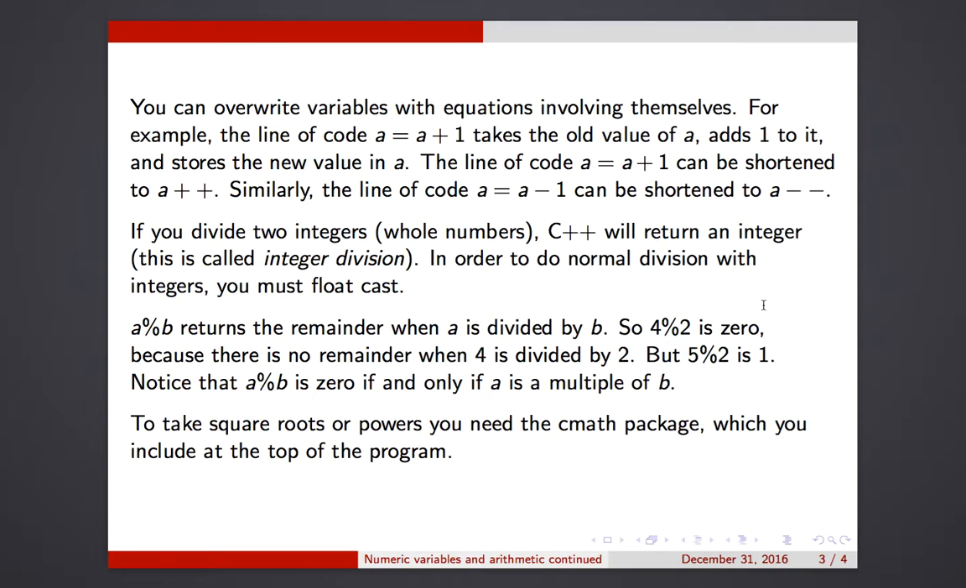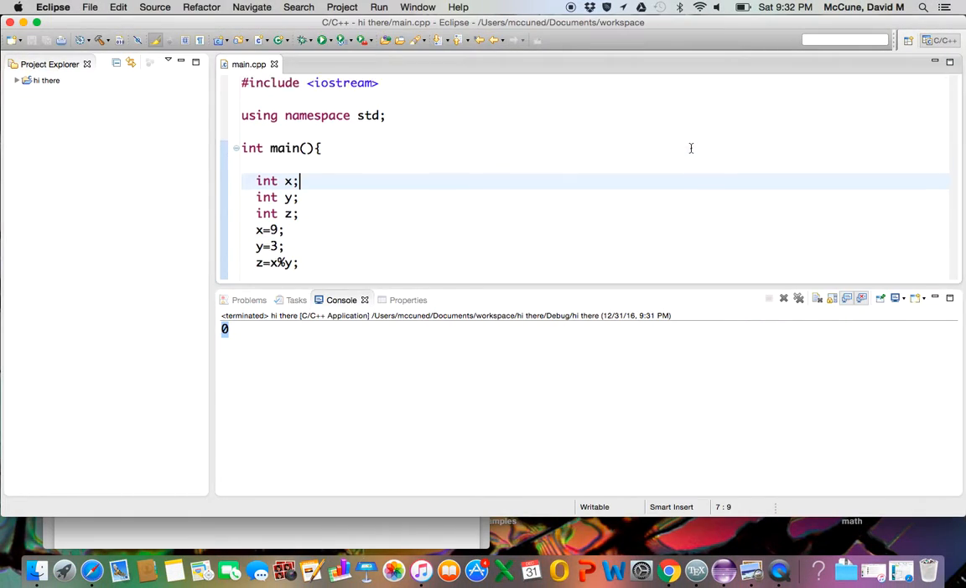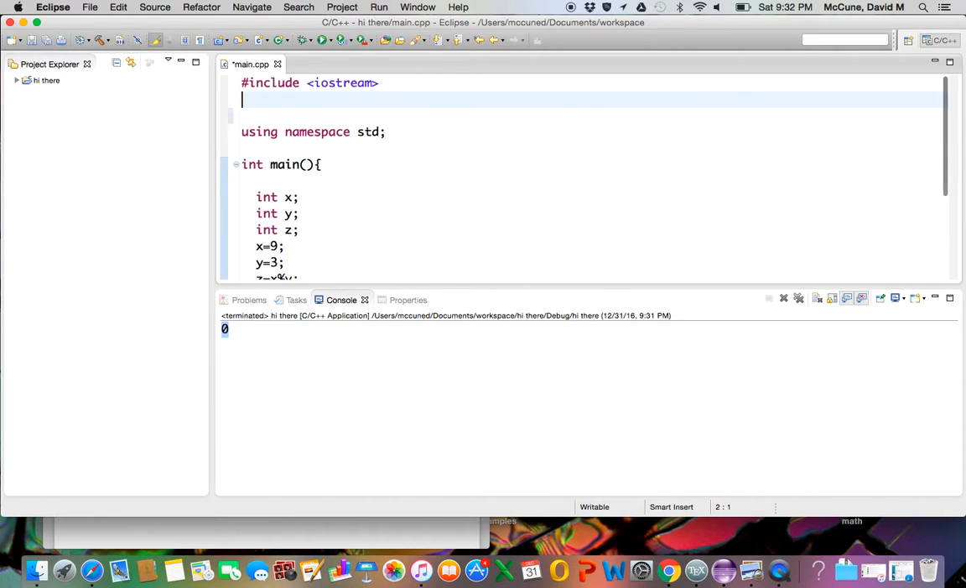So finally, to conclude this video, if you want to do things like take roots, take powers in general, you need a cmath package. Let me show you how that works. Packages are things that are written up here. Basically, what you're doing is plugging into a pre-existing library, in this case called cmath.